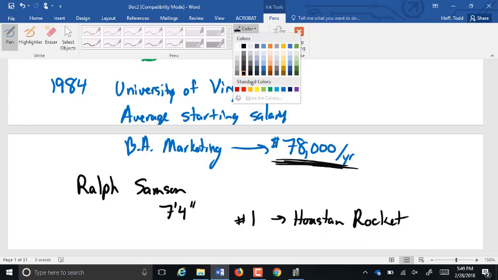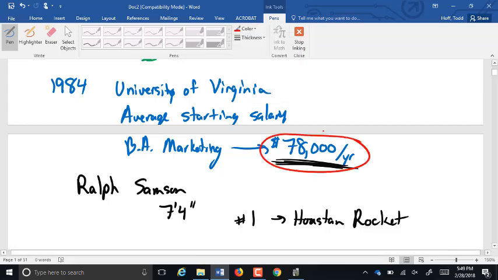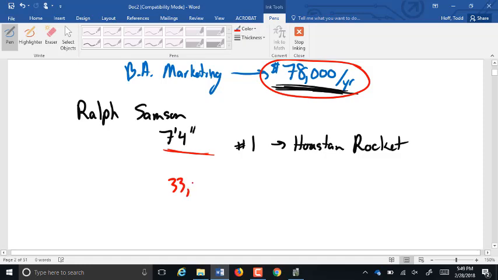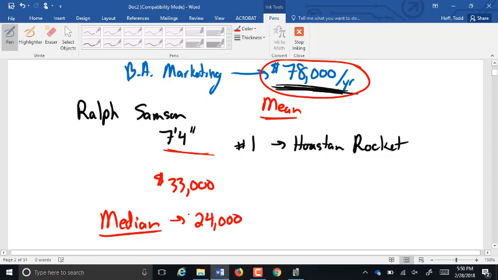It takes a lot of $20,000 a year marketing graduates to average one multi-million-dollar contract down to $78,000. Mr. Sampson was the only person to graduate that year that made more than the $78,000. In fact, he was the only person to graduate to make more than $33,000 that year. That was a mean. The median income of that group was $24,000.